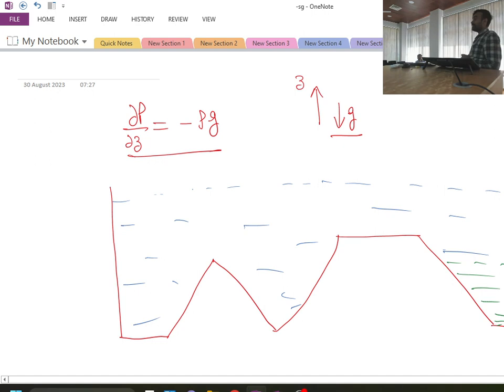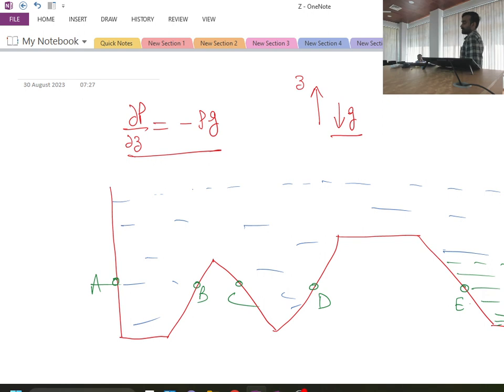Now you can clearly see that if I mark any points over here, say this is my first point, this is the second point, third, fourth, and fifth point. So these are the points A, B, C, D, E. All these points are at the same elevation level. If these points are at the same elevation level, then you will find that pressure at A will be equal to pressure at B, C, D. What about pressure at E? Will it be the same or will it be different?